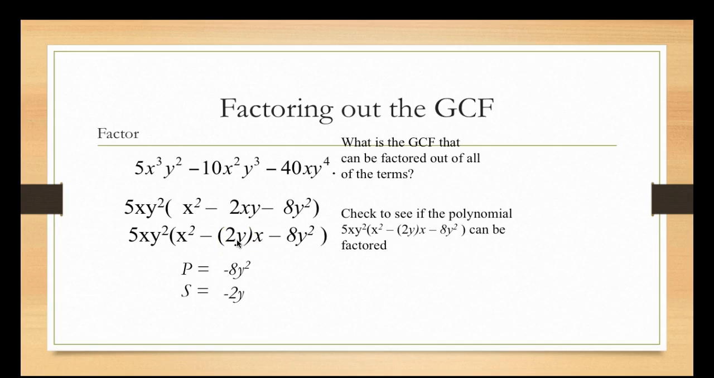So what can I multiply together to get negative 8y squared? Those same two numbers add together to get negative 2y. Well, I think it would be negative 4y and positive 2y. So my factors are, first, the amount I factored out, and then what was left was x minus 4y times x plus 2y.